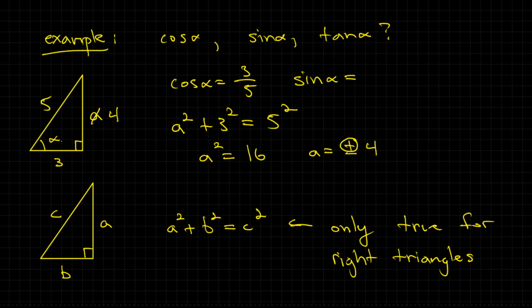Sine alpha is going to be opposite, which is 4, divided by the hypotenuse length, which is 5. And tan alpha is going to be the opposite length, which is 4, divided by the adjacent length, which is 3. And you can figure out the values of other trigonometric functions as well. For example, if you wanted secant alpha, that is the hypotenuse over the adjacent length, so that'd be 5 divided by 3.